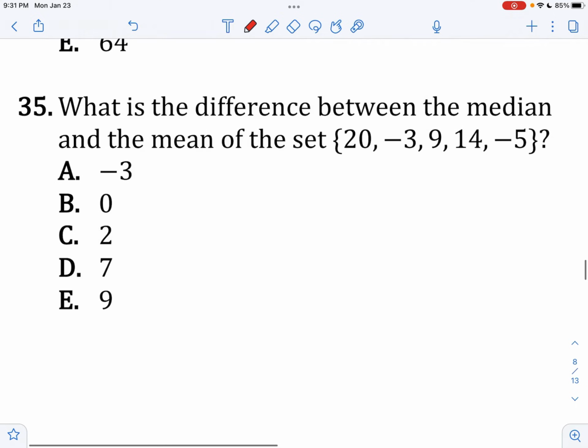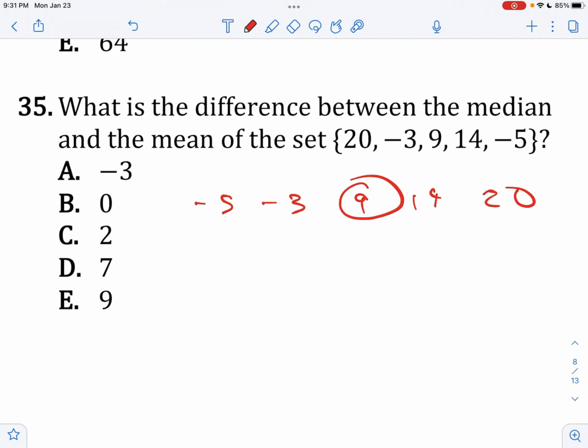What is the difference between the median and the mean? So the median is going to be negative 5, negative 3, 9, 14, 20. So obviously 9 is the median. And then the mean, if we add them all together, we get negative 3 minus 5 plus 9 plus 14 plus 20 divided by 5. You end up getting 7. Difference is 2.